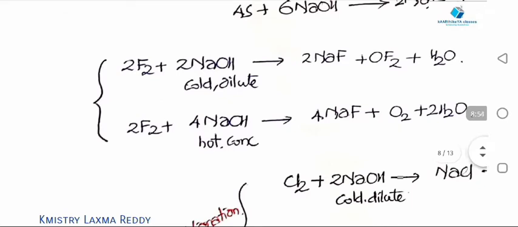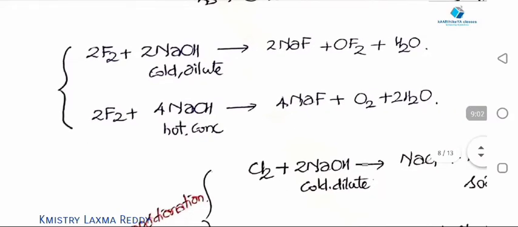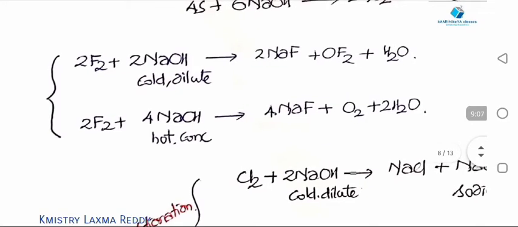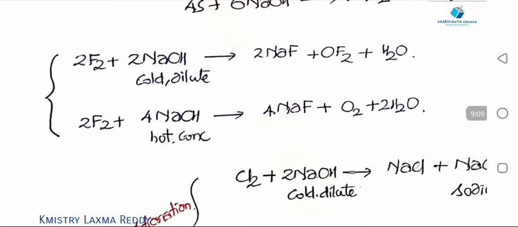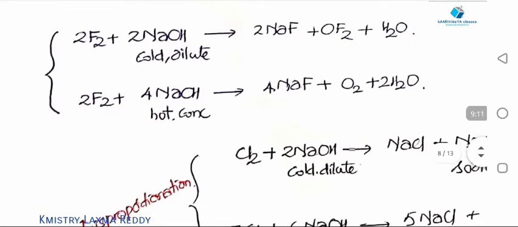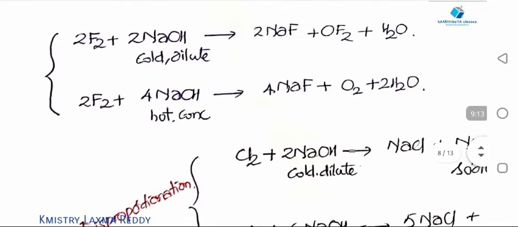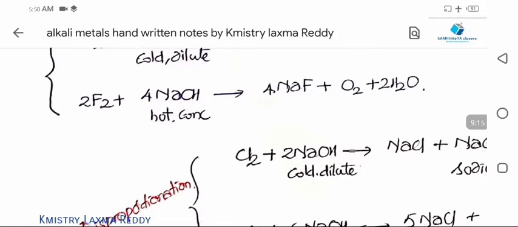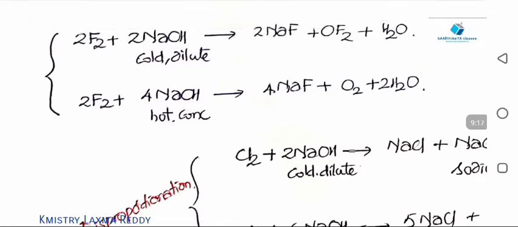With halogens, there is a difference from chlorine, bromine, iodine to fluorine. Fluorine reacts with sodium hydroxide in a different manner. Cold and dilute sodium hydroxide with fluorine gives OF2, oxygen difluoride, whereas hot and concentrated sodium hydroxide gives O2. Cold dilute, OF2; hot concentrated, O2.